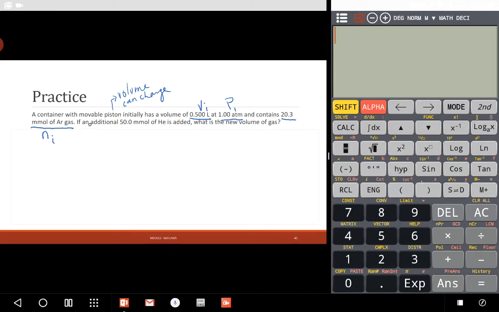If an additional, that's a key word there, an additional 50 millimoles of gas is added, what is the new volume of gas? So it doesn't mention pressure again, so pressure must be staying constant. So I can erase this.